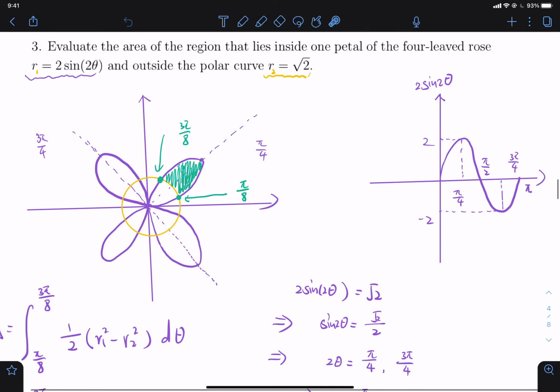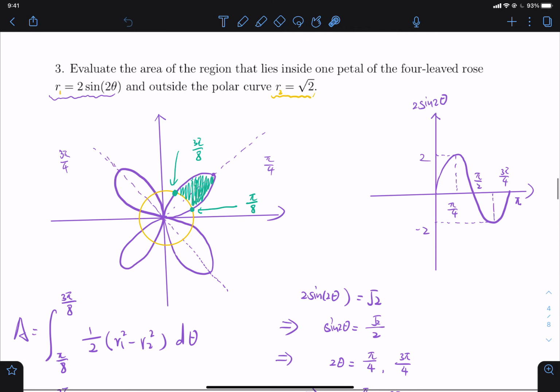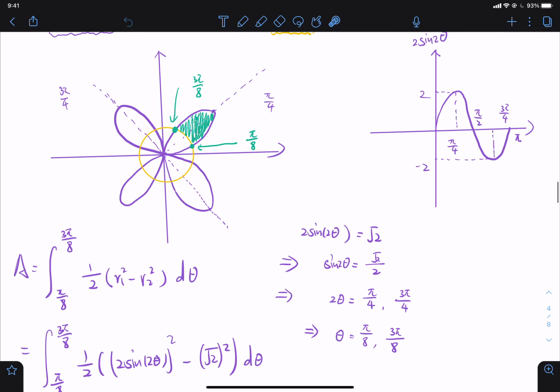So we're gonna equate these 2 equations. We let this 2 sine 2 theta here to be equal to this one, right? Equate these 2 equations, and then we find the solution theta, right? You can see that the theta is found here. It's equal to pi over 8, 3 pi over 8, which is corresponding to the starting point here and the ending point here, 3 pi over 8.